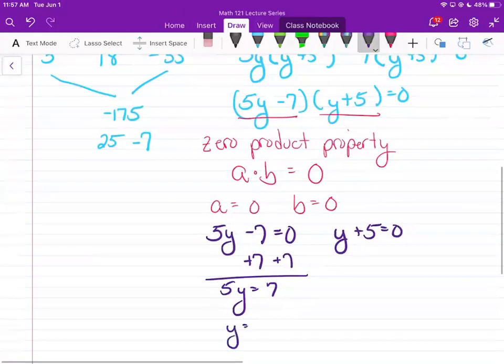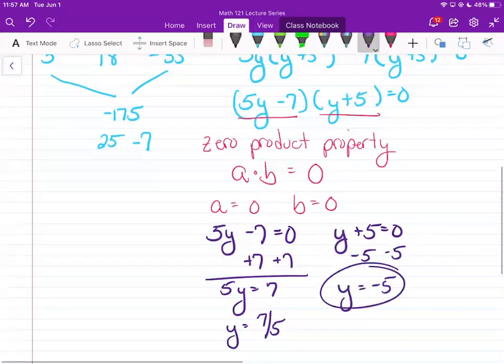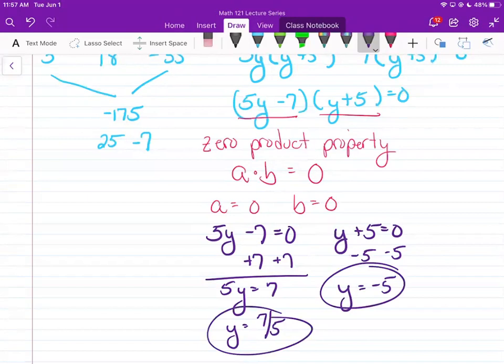leaving me with y equals 7/5. Here I solve for y and I get y equals negative 5. Which leaves me with my two solutions to this quadratic equation.